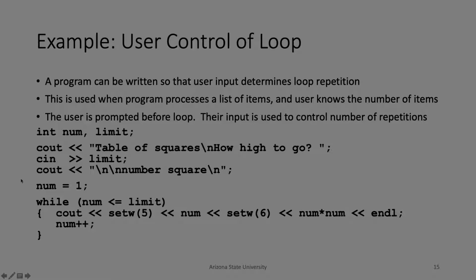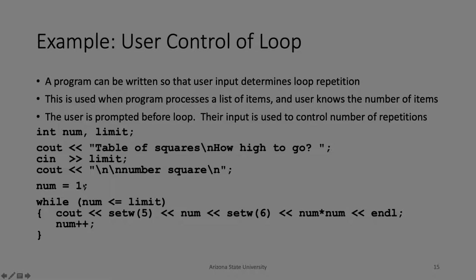Then we initialize some counter right here, this num variable, to be 1, because for a table of squares, they usually start at 1. But again, you can assign any starter to this. You can start from 2 or whatever you want. It's not really important what you start at. It's the fact that you start it at some value and then you increment inside the loop.